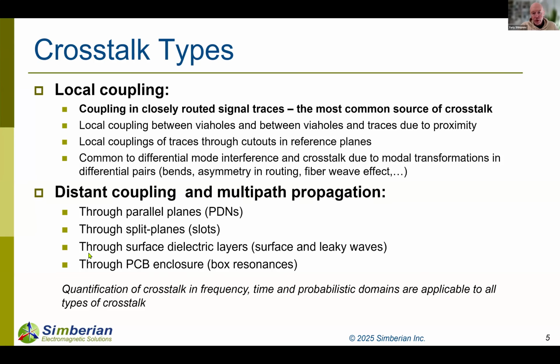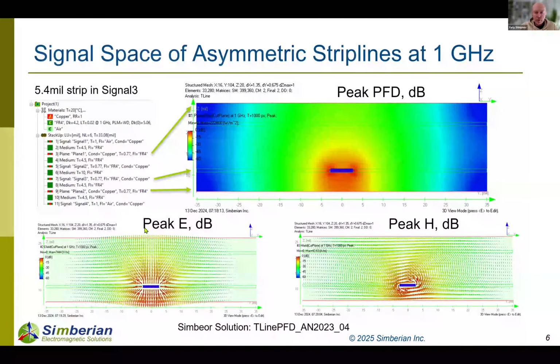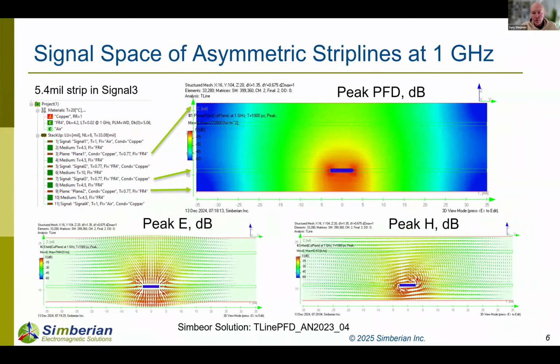I'll talk about quantification here, and the methods of quantification in frequency, time, and probabilistic domains are applicable to all types of crosstalk, actually. But to start with, we need to understand how the signal propagates in the interconnect. To illustrate it, I use power flow density here.